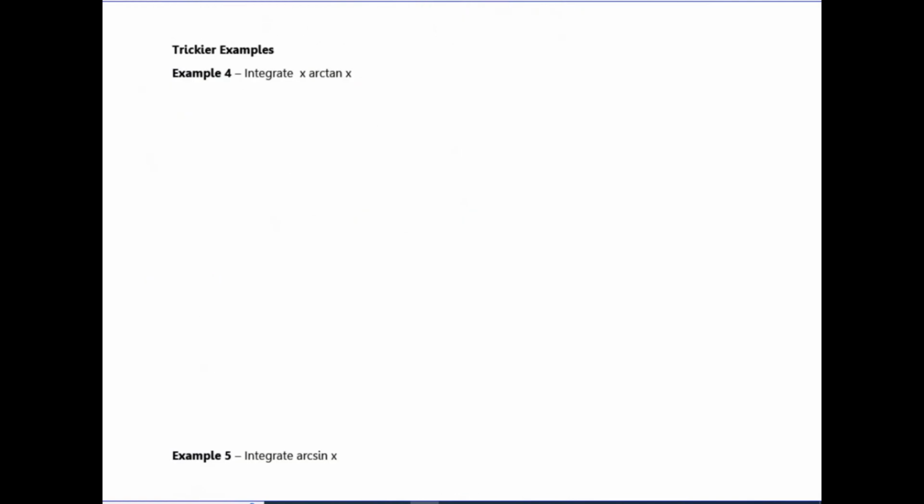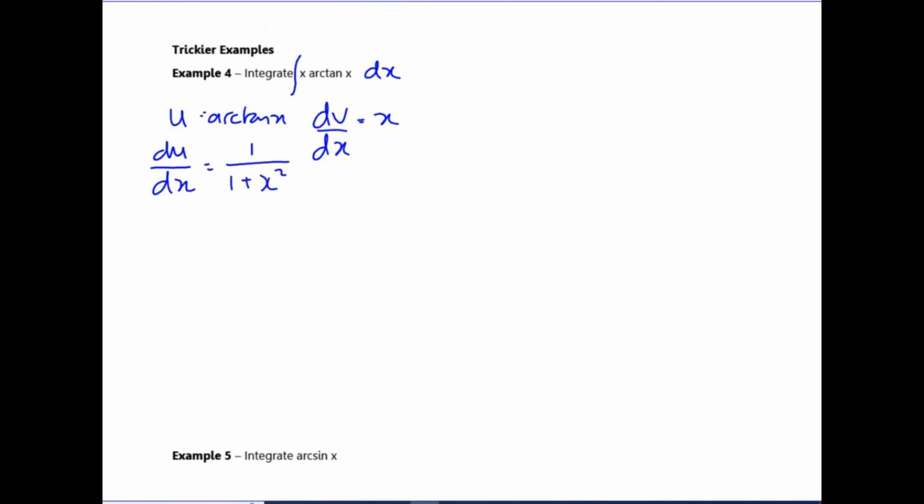Some trickier examples here. So this first one integrates x arctan x. It's two functions multiplied together, so we're going to use integration by parts on this. Now your instinct is to choose u equals x to differentiate and get rid of it, but we don't know how to integrate arctan x. So instead, I'm going to choose u equals arctan x and dv by dx equals x, because I have the result of differentiating arctan x on the formula sheet, which is 1 over 1 plus x squared.